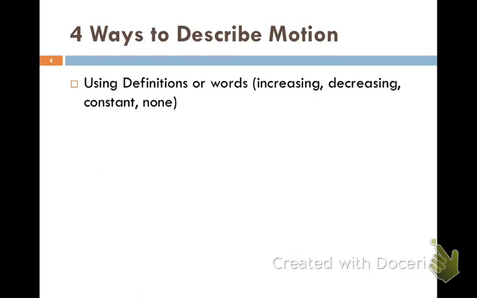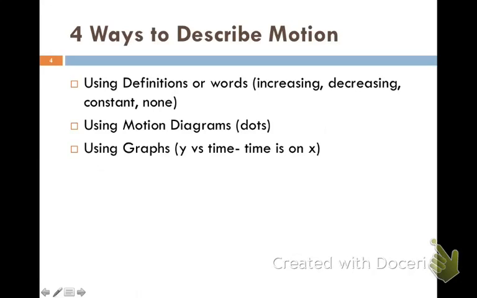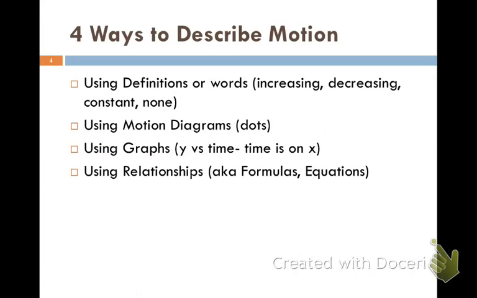The first is going to be using definitions or words, and the second is going to be using motion diagrams. And so the idea is that you could represent an object with this dot and see how it's moving through time, and we'll go more into that. Now the third is going to be using graphs. So by the end of this target, you guys will be able to look at a graph, and it might be position versus time, and be able to describe the motion of that object just by looking at the graph. So finally, our last way of describing motion is by using relationships. And when I say that, I'm talking about formulas and equations to predict and solve problems.